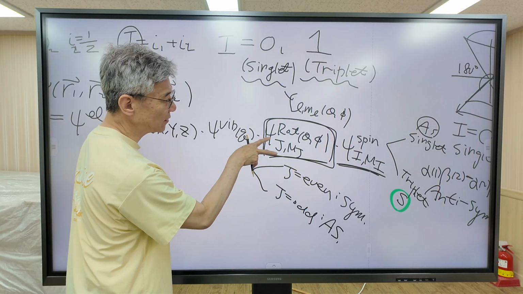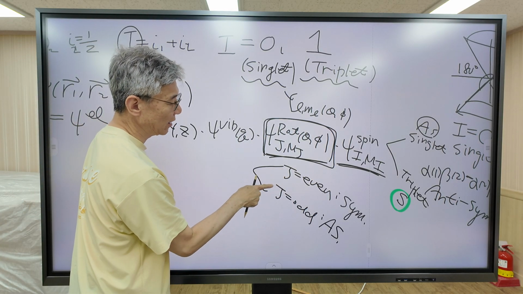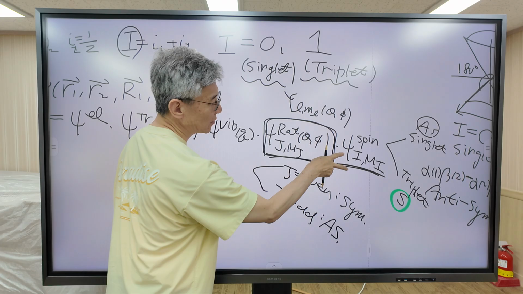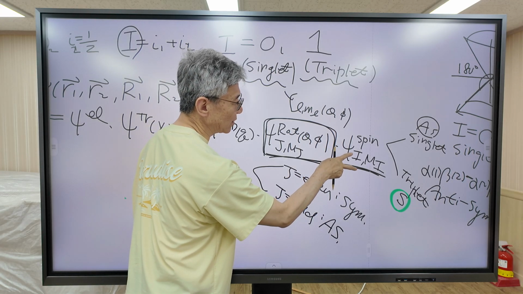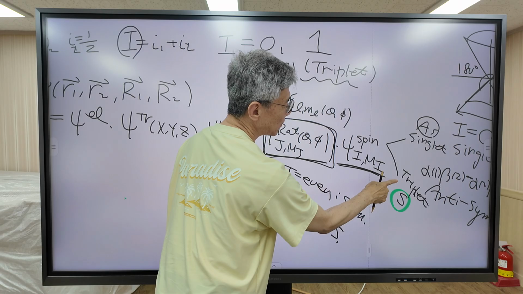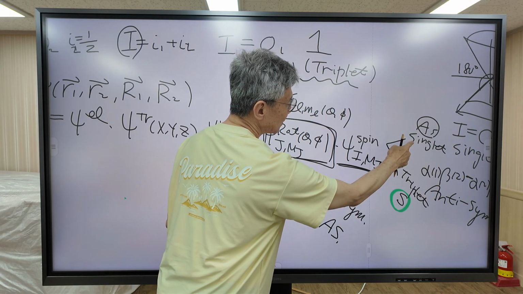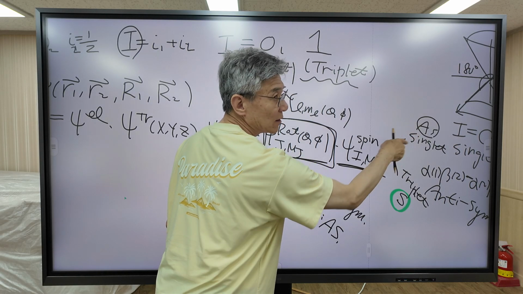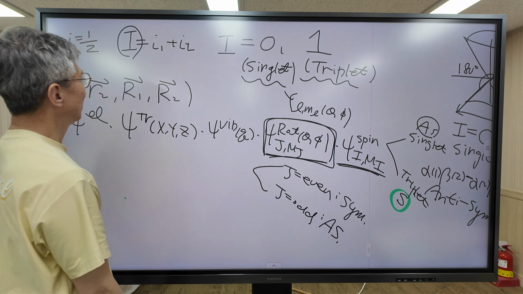This spin function can be classified as either singlet function and triplet function. The symmetry of triplet function is symmetric. Symmetry of singlet function is anti-symmetric. This is our result.